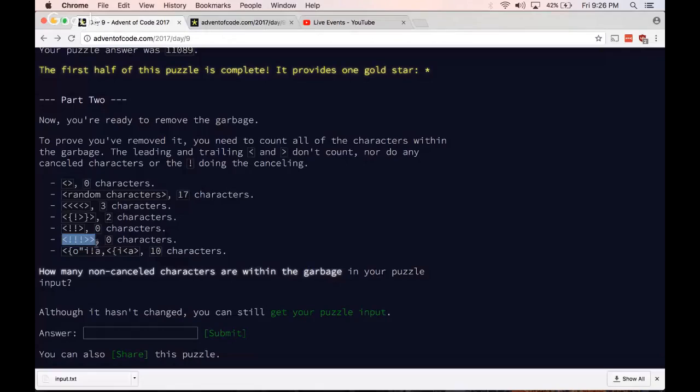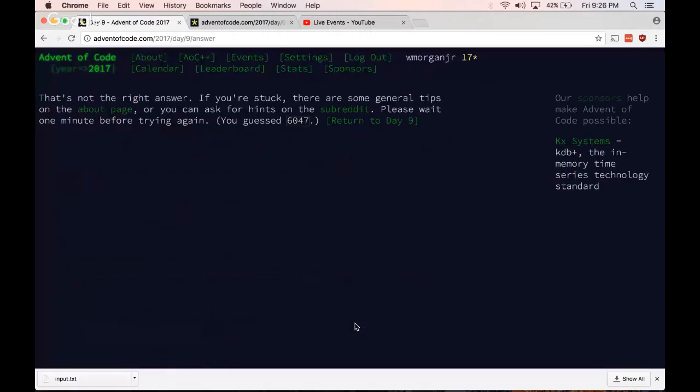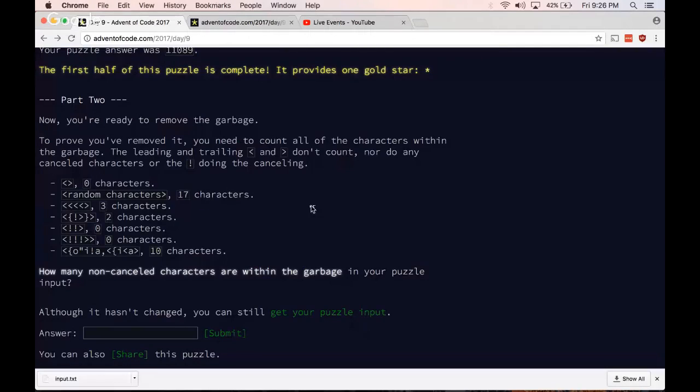All right, we can try, I forget this one already. Okay, garbage 0. We tried that, got the right answer. We submitted 6047, and they said no good. How many non-canceled characters are within the garbage? Non-canceled characters. So, okay, that's what they're asking. Leading and trailing, nor do any canceled characters or the bang doing the canceling.